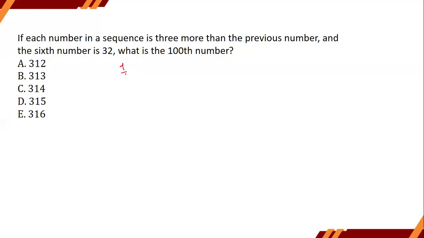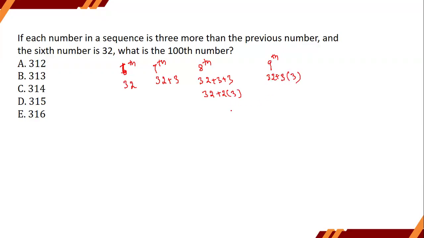So they have started here with the sixth term. So the sixth term in the sequence is 32, right? Now, what will be the seventh term? The seventh term in the sequence will be 32 plus 3, because it is 3 more than 32. What will be the eighth term? It is 32 plus 3 plus 3, or we can also write it as 32 plus 2 times 3, okay? And the ninth term is going to be 32 plus 3 plus 3 plus 3, so we can write it as 32 plus 3 times 3.